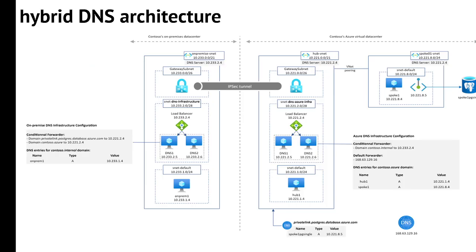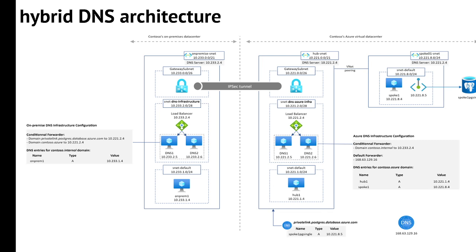We are still in the hybrid DNS architecture. As you see on the screen, we have on-premise, we have a hub, we have a spoke. So here in on-premise, as we mentioned, we have our customer domain. We name it contoso.internal. Then we have a conditional forwarder for the main customer domain, contoso.internal.